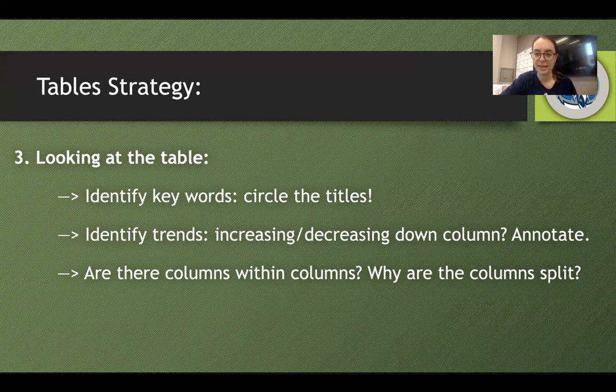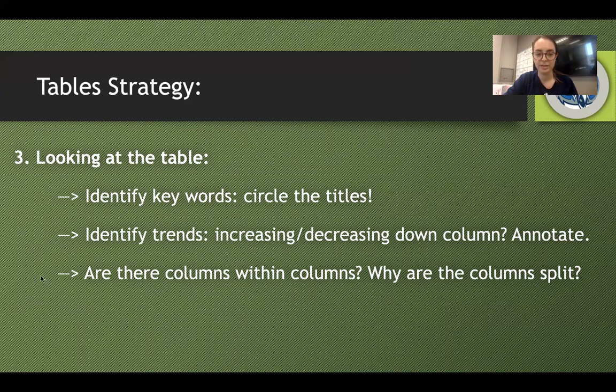Look at trends. As you go down a column or across on a row, are the numbers getting bigger or smaller? I might write to myself on the side really quickly, increasing, decreasing, so that when you're looking at it quickly, you can see what's happening in the table.